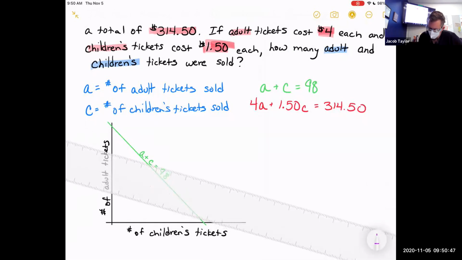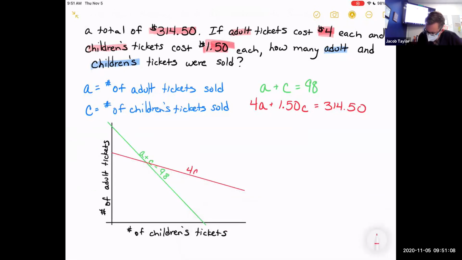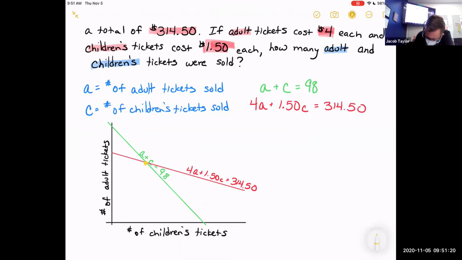So then my second equation, let's say, looks kind of like this. And that is going to be the, oh, I did it in purple. Oh, no, that won't do. Consistency. Okay, so the second one was the 4A plus 1.50C equals 314.50. The solution to this system of equations is this spot right here where the two lines cross.